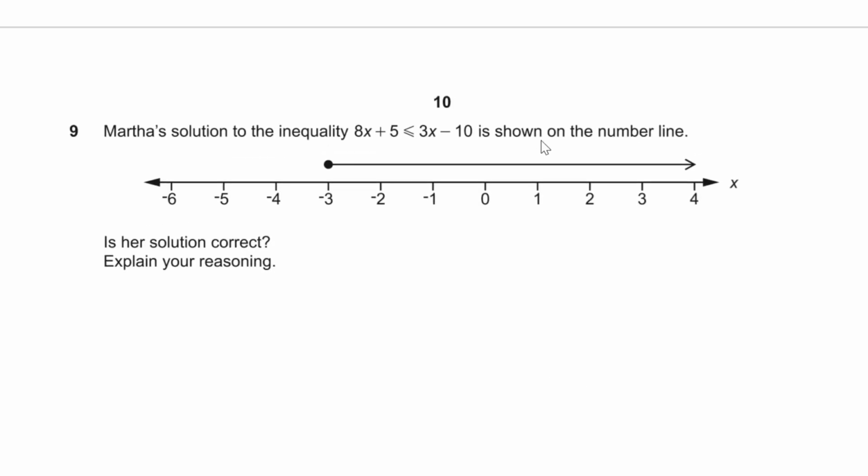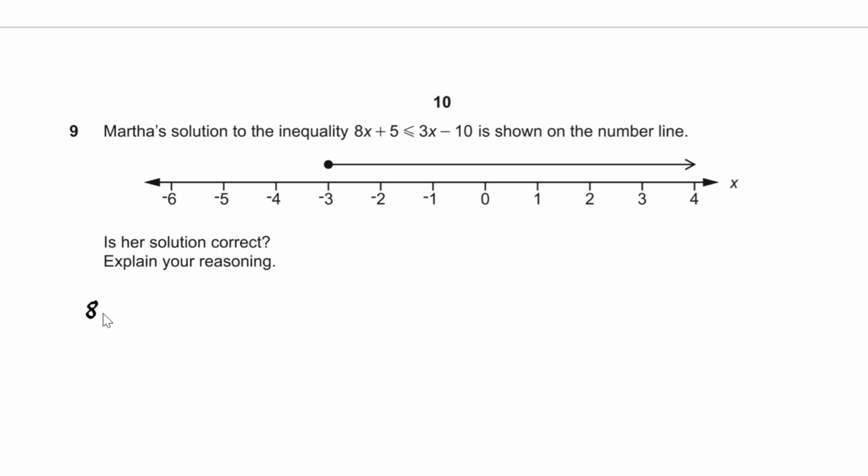Question number 9. Martha's solution to the inequality 8x plus 5 being less than or equal to 3x minus 10 is shown on the number line. Is her solution correct? Explain your reasoning.